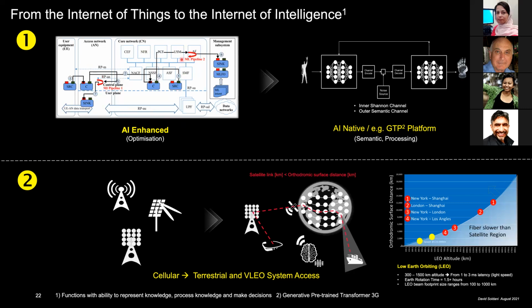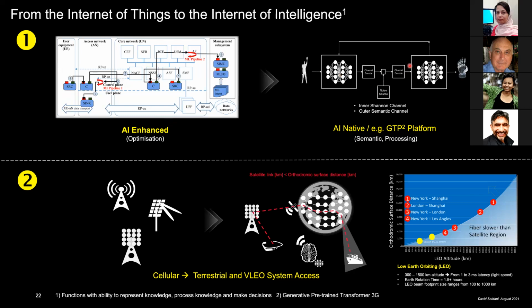We don't want this. We want something that shifts from being enhanced, so AI only improves, say, the operations in the system, the performance, even cybersecurity, anything. We want to have a system which is AI native, and also use AI across the communication channels.